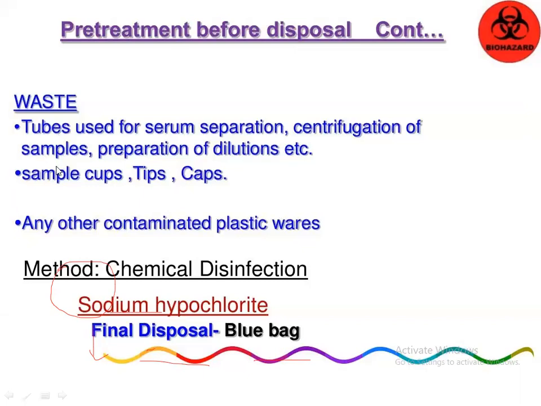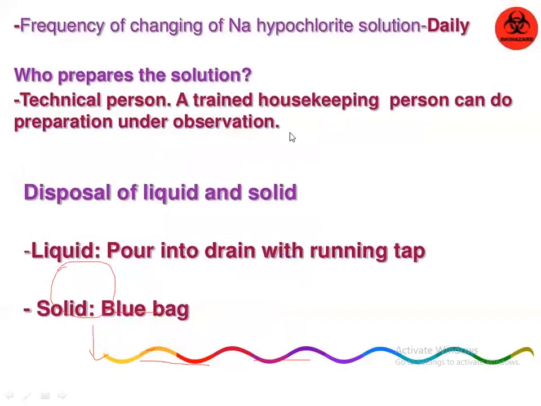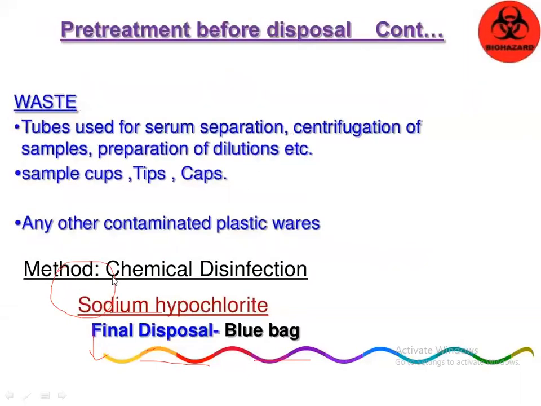For this type of waste, which treatment methods are used? Or any other contaminated plastic waste, how do you treat it? What method is used? Chemical disinfection. For that, sodium hypochlorite is used. Final disposal in the blue bags.